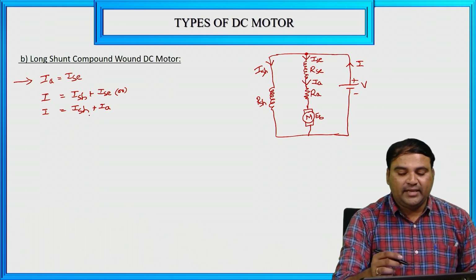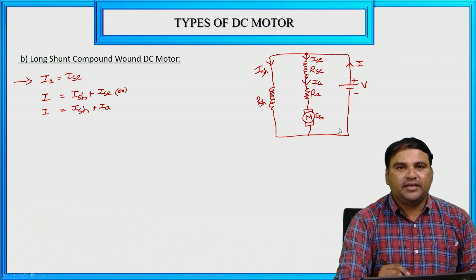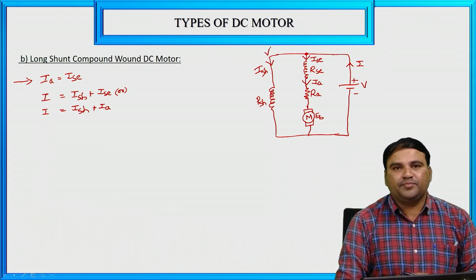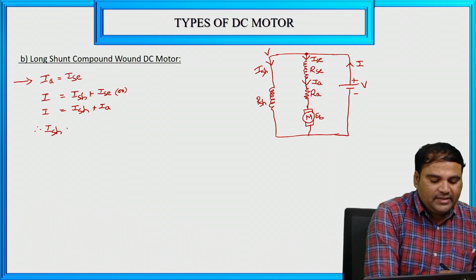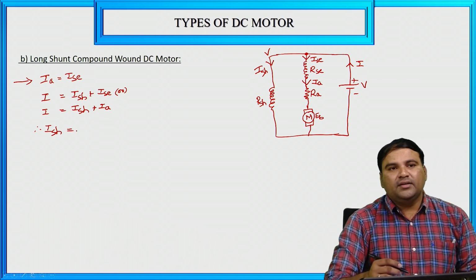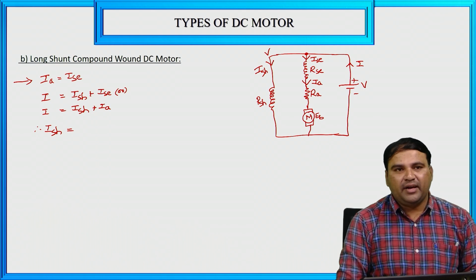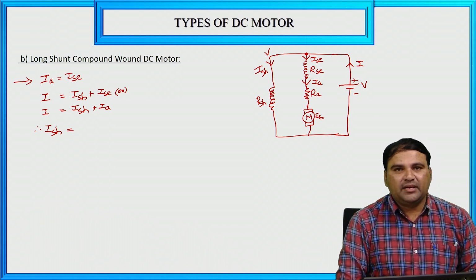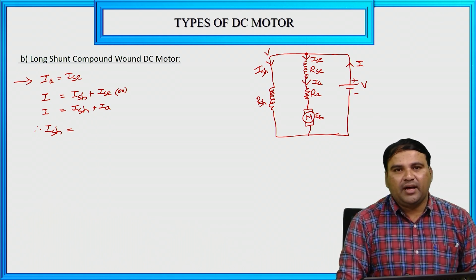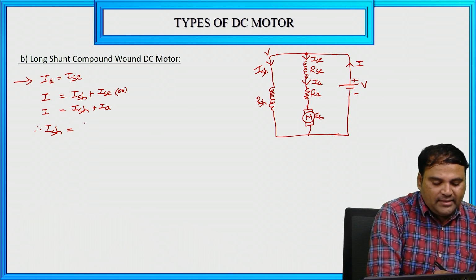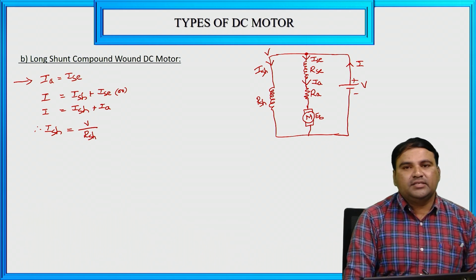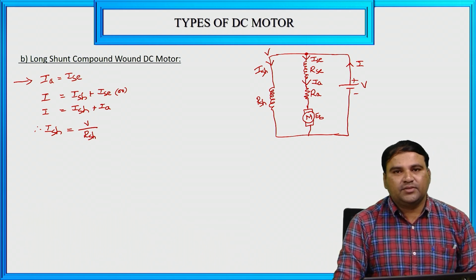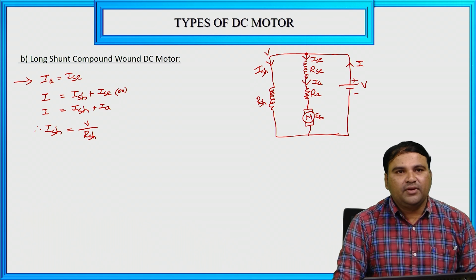So in that case it is a parallel circuit. In a parallel circuit, voltage is constant here, right? So therefore the shunt field current ISH is equal to, according to Ohm's law, I equal to V by R. So in the place of I, ISH is there, in the place of V, V is there, in the place of R, RSH is there. So then ISH equal to V divided by RSH is the shunt field current ISH. So here are the current relations of the long shunt compound DC motor, right?